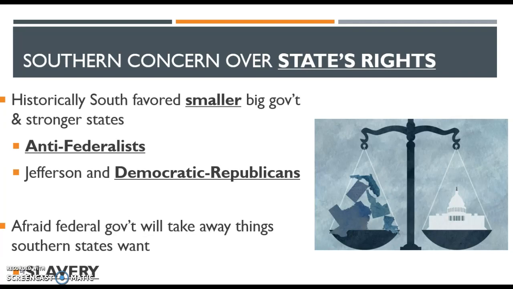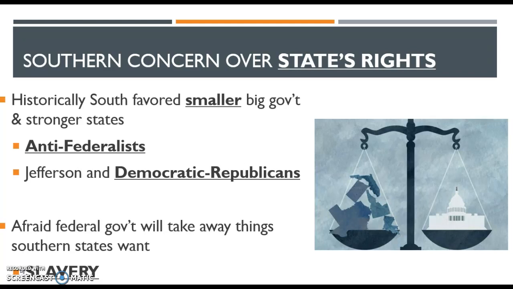A key concern in this divide for the southern states is the idea of states' rights. Historically, the South has favored smaller federal government and stronger states. We see this when we talked about the anti-federalists, who were afraid the Constitution would give the federal government too much power, and Thomas Jefferson and the Democratic Republicans, who fought to keep states' rights, smaller government, limited government, strict interpretation of the Constitution, etc.